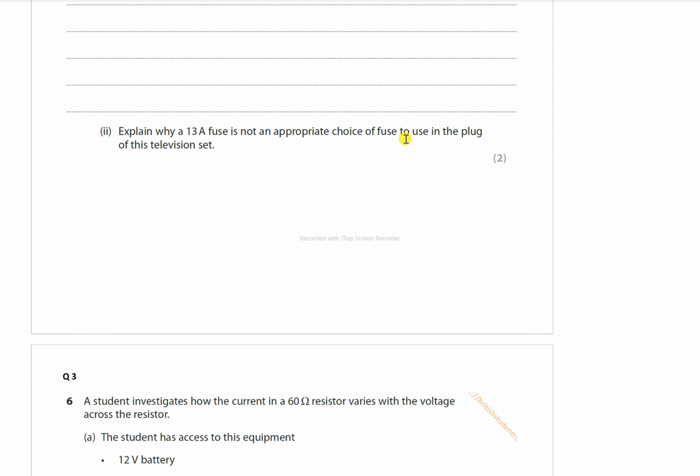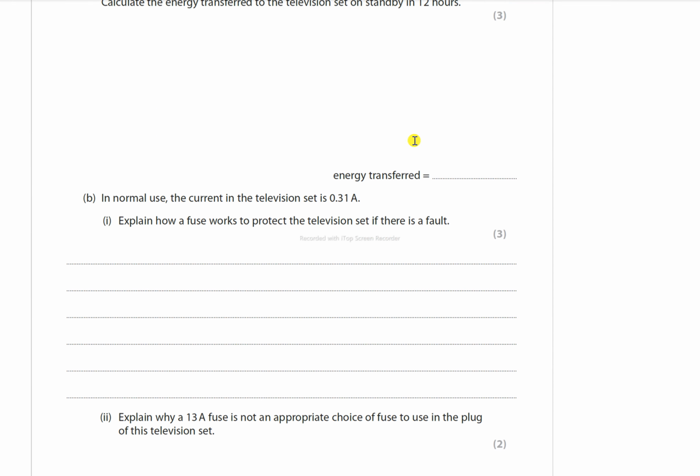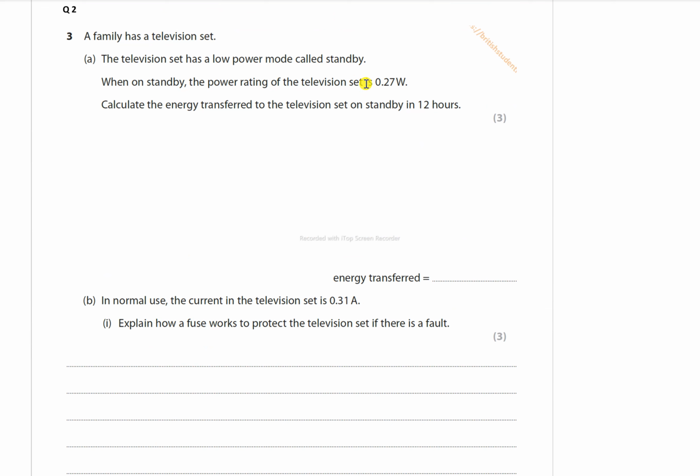Right, okay, let's do one more question on this video. A family has a television set. When on standby, the power rating is 0.27 watts. So power is measured in watts. Calculate the energy transferred over a period of 12 hours.